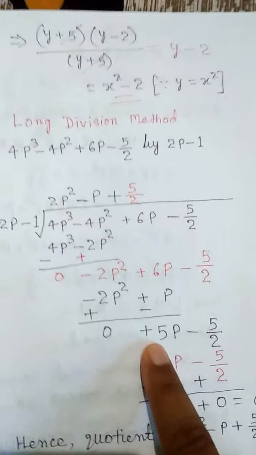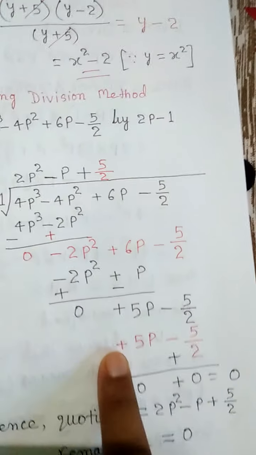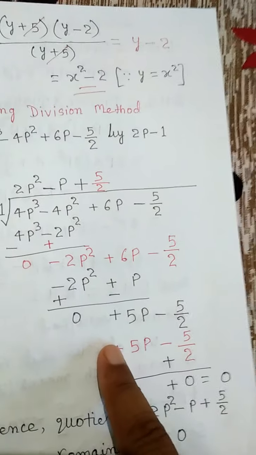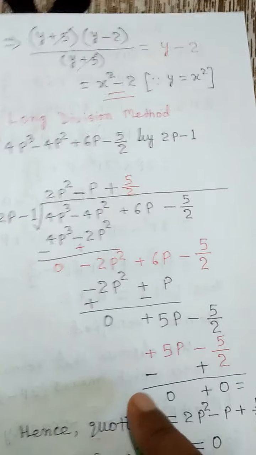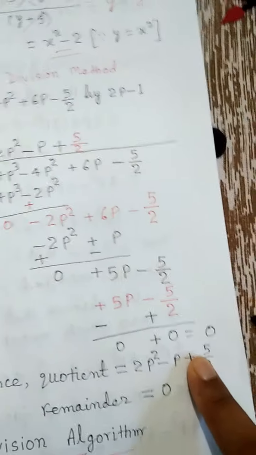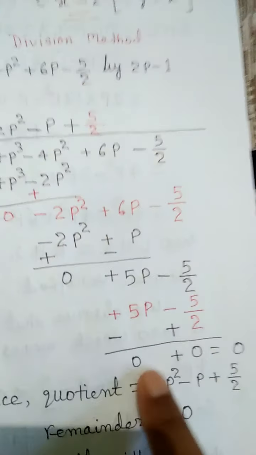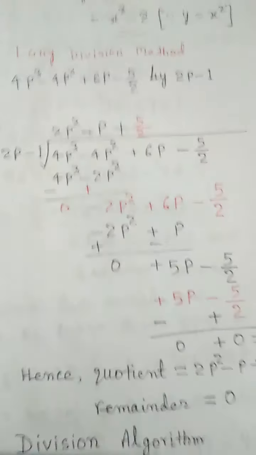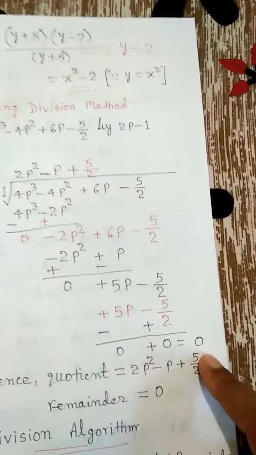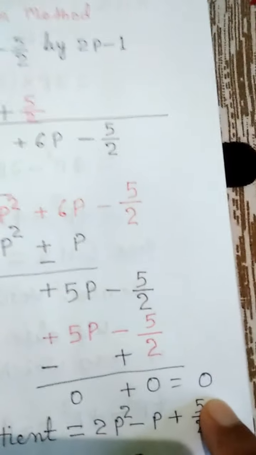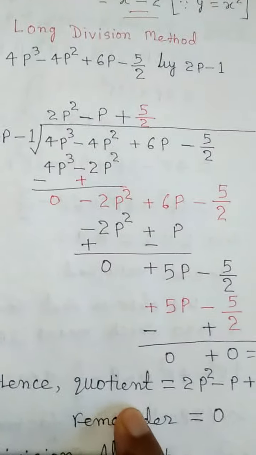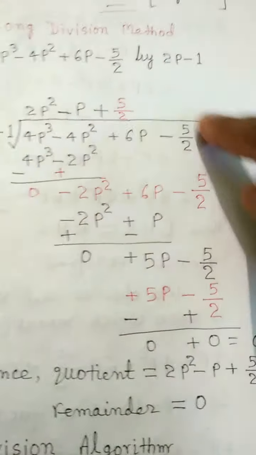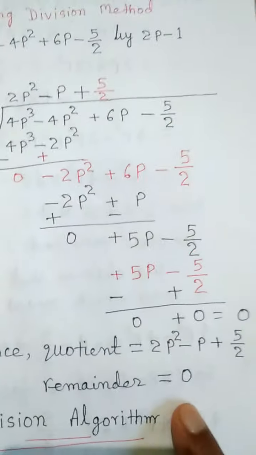Same process will be here. Now we get finally 0. 0 plus 0, that is 0. Finally we get 0 here. In this way we get remainder as 0. Hence the quotient, this is the quotient, 2p square minus p plus 5 by 2. Remainder is 0.